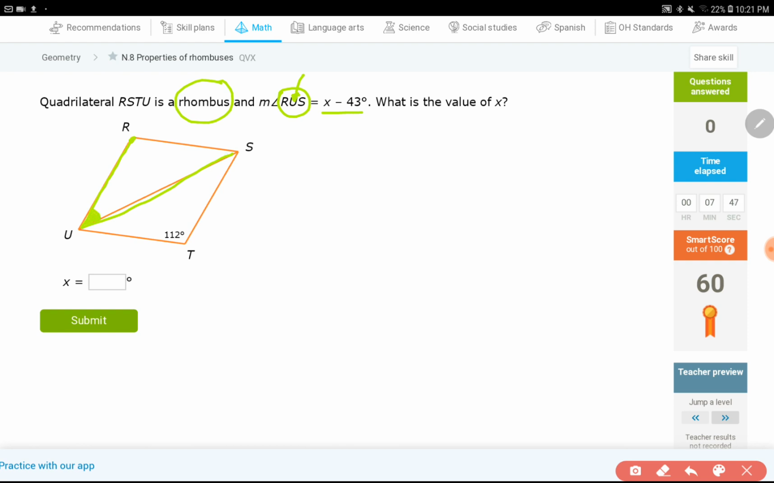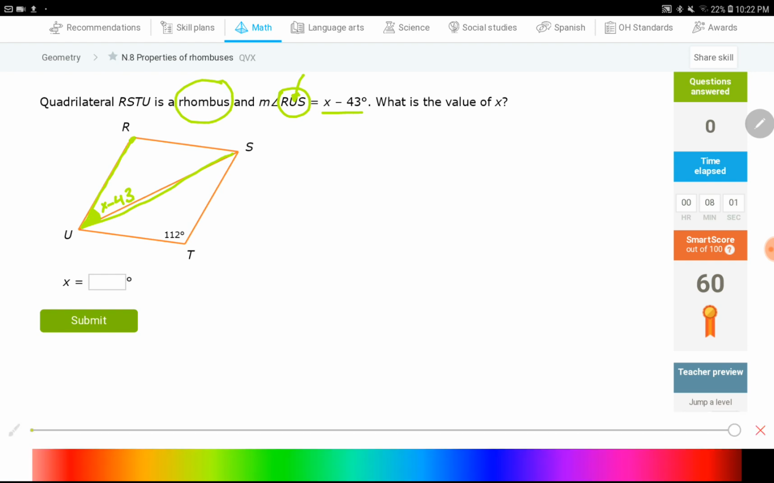Let's just leave it like that. So the value of this angle is x minus 43. If that angle is x minus 43, here's the next question: what other angle is going to be x minus 43? The diagonals are going to behave like an angle bisector, such as US. You see that US? It divides angle U in two equal pieces. It also divides angle S in two equal pieces. So, which means this angle right here is going to be the same.